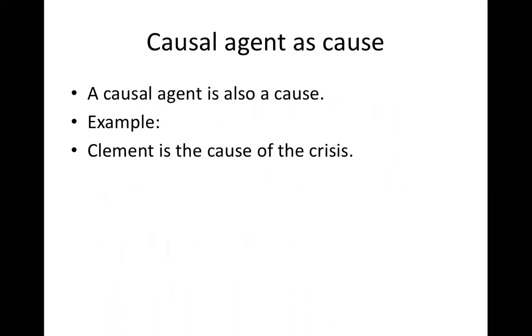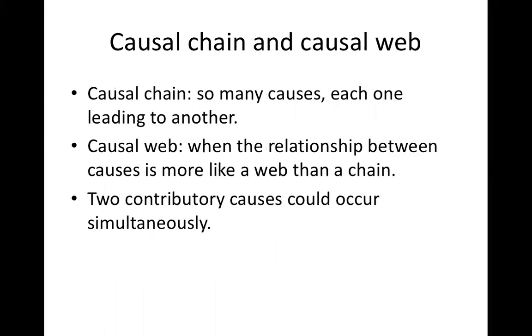Then we have causal agent. Causal agent is also a cause. Example, Clement is the cause of the crisis. So human beings can also cause effects. Then we have causal chain and causal web.